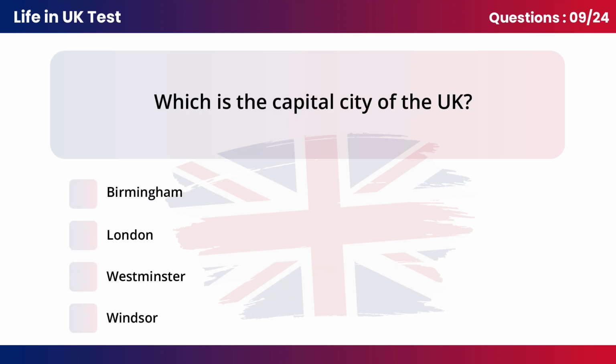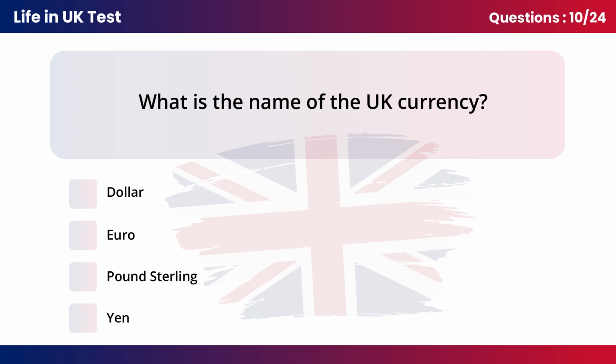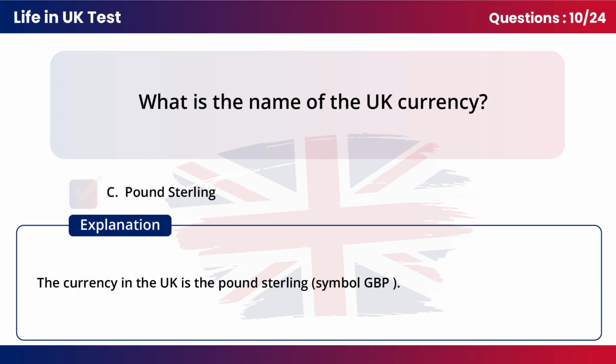Question 9. Which is the capital city of the UK? B. London. The capital city of the UK is London. Question 10. What is the name of the UK currency? C. Pound sterling. The currency in the UK is the pound sterling, symbol GBP.